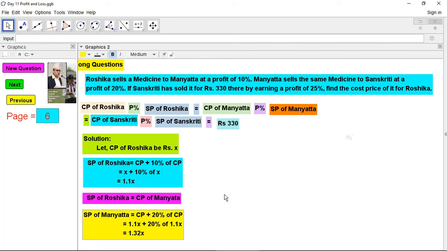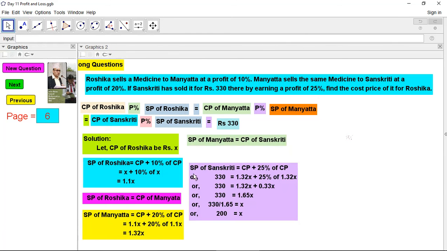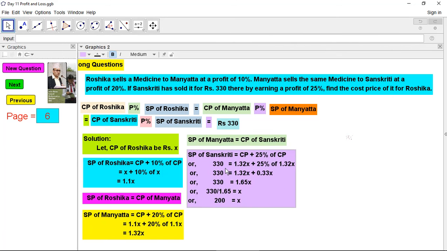Again, the chain is that SP of Manyata is CP of Sanskriti. SP of Sanskriti is CP plus 25% of CP. What is the CP of Sanskriti? That is 1.32x, which is the SP of Manyata. What is the SP of Sanskriti? That is already given, 330.